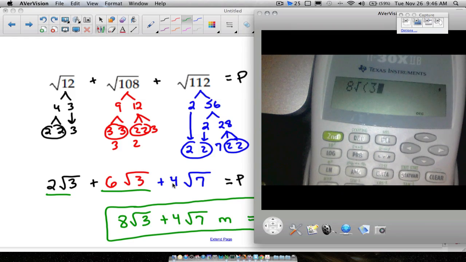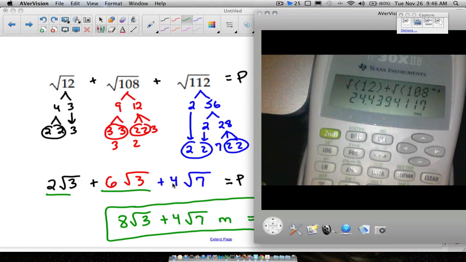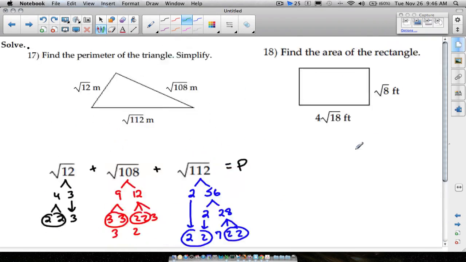8 square root of 3 plus 4 square root of 7. Notice you get that exact same decimal. So we're good to go. Yep, they do match up. All right, on to the next problem.